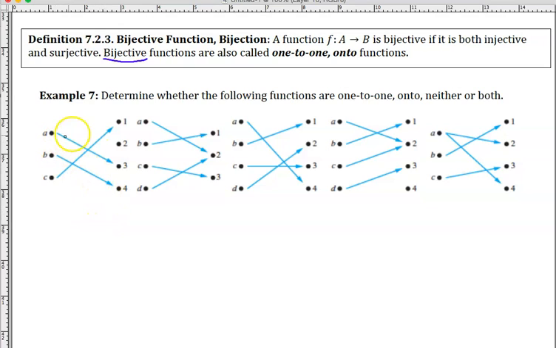Let's see. The first one is a function because it uses all the values in the domain, and there's only one arrow coming out of each of them. It is one-to-one, because each y value is associated with just one x value, but it's not onto. So this is one-to-one but not onto.